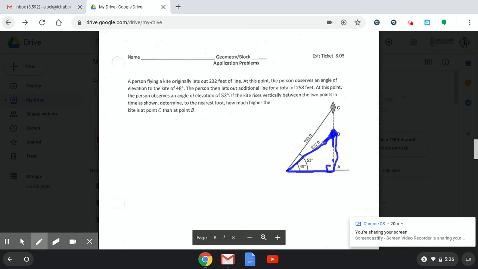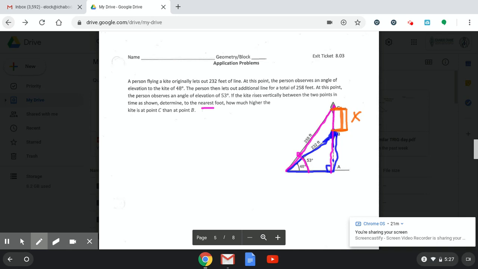Then the person lets out an additional line for 258 feet and observes its angle of elevation to be 53 degrees. So there we have our two right triangles. I tried to trace them as I was reading. If the kite rises vertically between points B and C, as shown, determine to the nearest foot how much higher the kite is at point C than point B. So what they're asking us for is the difference of B to C. That's our variable, how much higher it is from C to B.